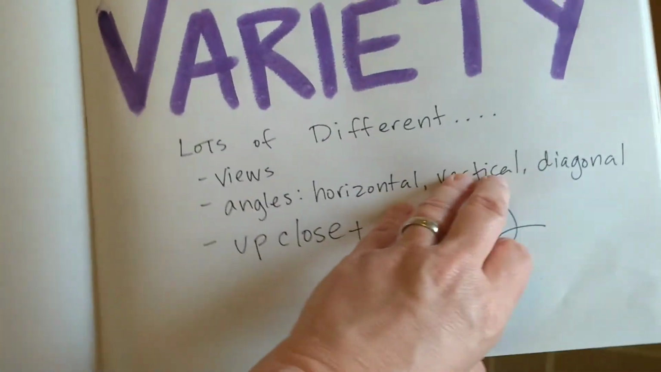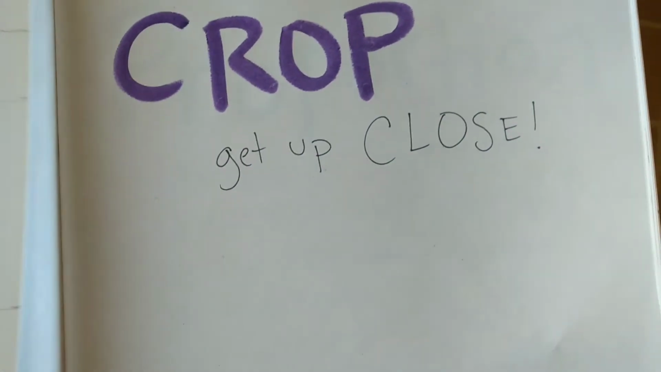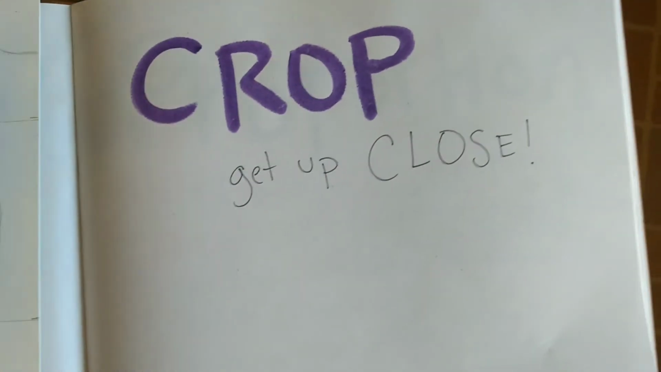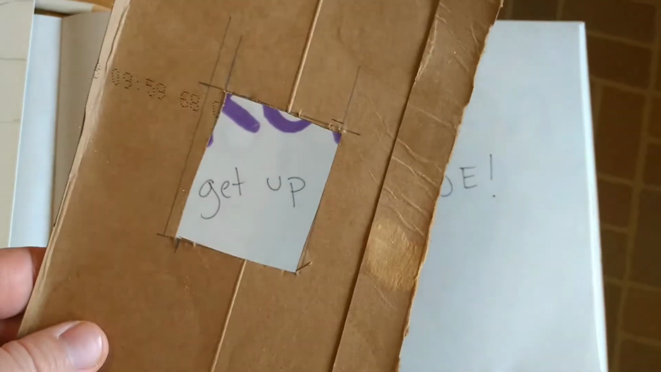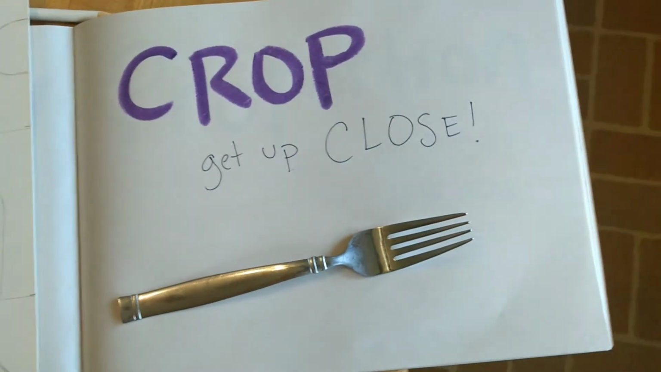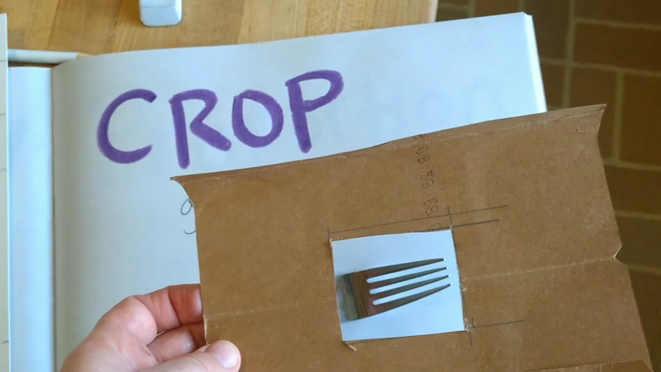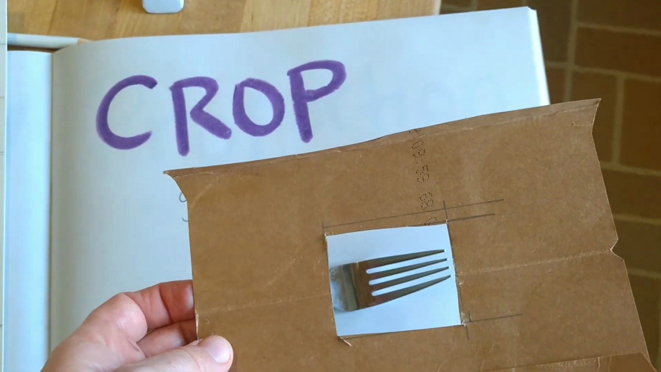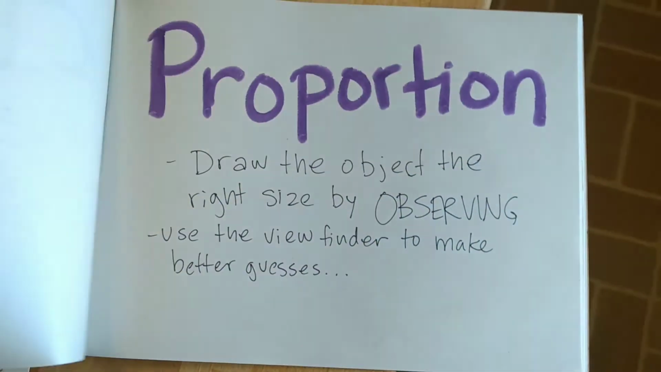Okay, moving along. The next one, of course, is crop. Get it up close. Almost every single one of these views, I don't think any of them are full length at all. That's, again, what this is for. You're using this baby here to crop. This thing is going to help you come up with ideas for cropping, but also it's going to help you draw things in proportion, which is what's next.